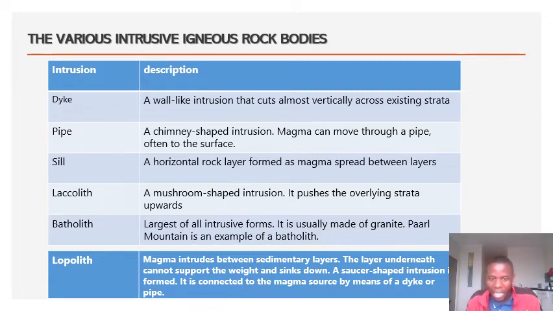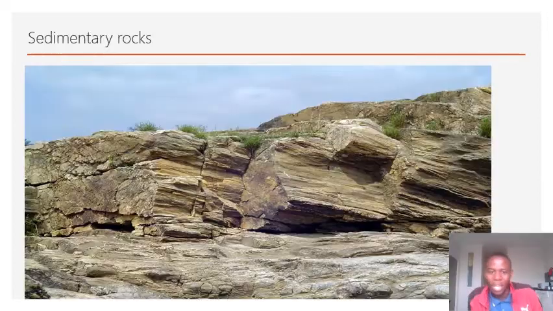A laccolith is a mushroom-shaped intrusion. It pushes the overlying structure upwards. Very good. The batholith is the largest of the intrusive forms, usually made of granite. Pearl Mountain is an example of a batholith. The last one is the lapolith. The magma intrudes between the sedimentary layers. The layers underneath cannot support the weight and sink down. Sink means dropping. It is a saucer-shaped intrusion, formed and connected to the magma source by means of a dike or a pipe. Yes, class, let's continue, because we are summarizing.